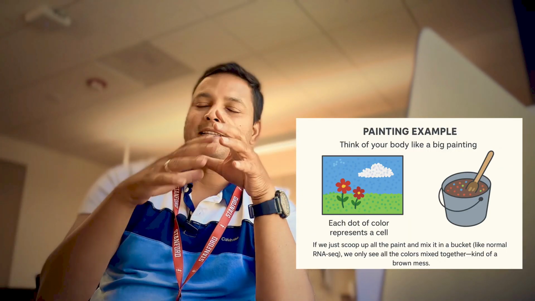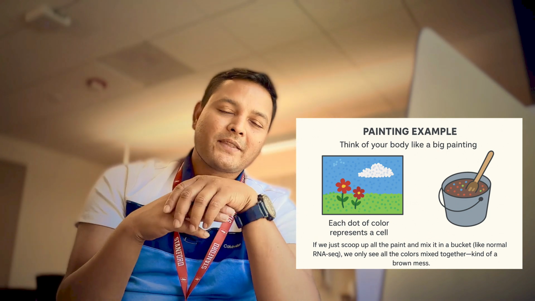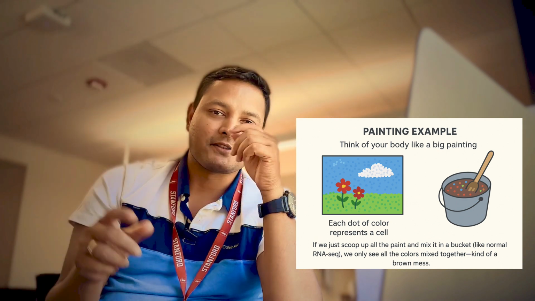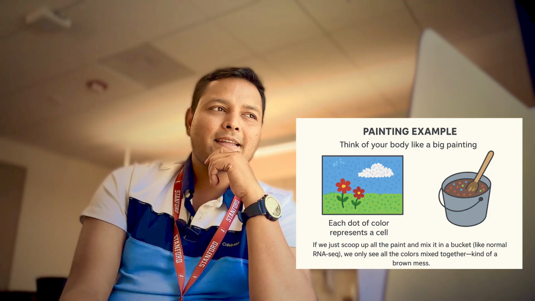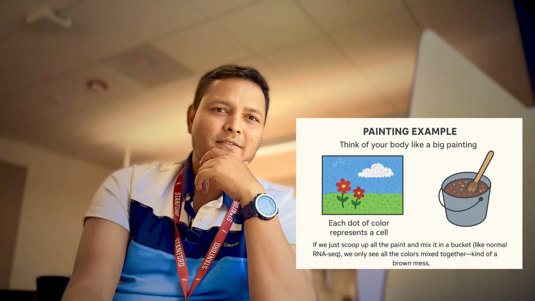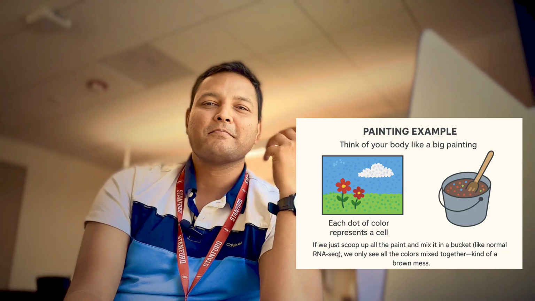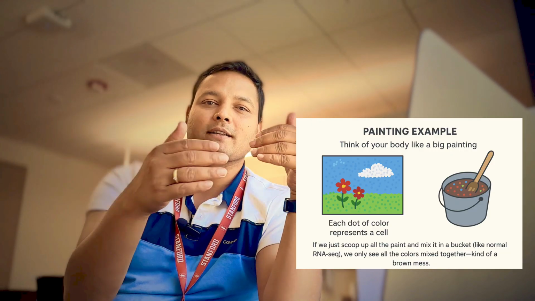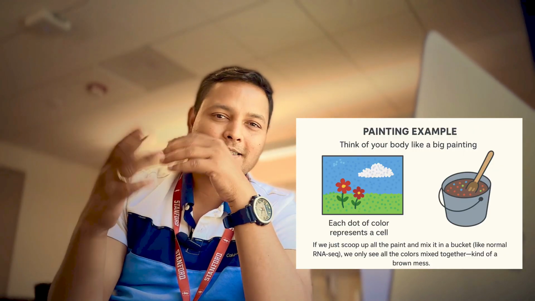So if you would like to explain this to a 5-year-old kid, how do you explain that? For instance, you take a big painting, like a scenery with mountains, flowers, house, grass, etc. Each of the paintings has different colors: grass is green, flowers are red, and house is brown. And in RNA-seq, if you mix all of them together, it becomes a brown mess, and you can't even recognize what color is the flower, what color is the house, what color is the mountain, what color is the grass, etc.